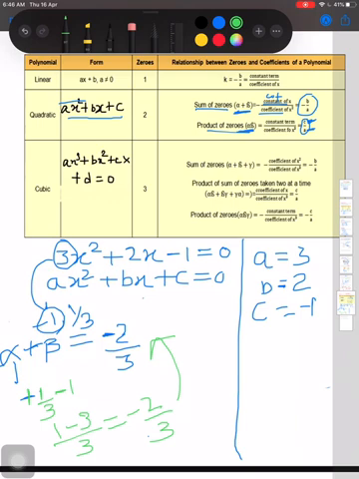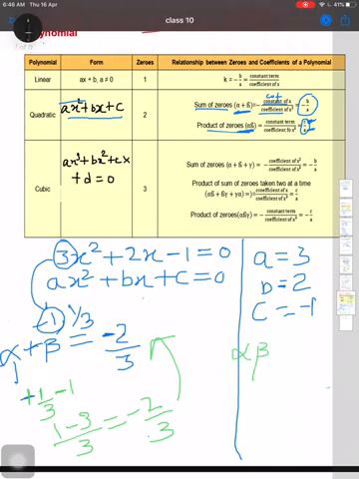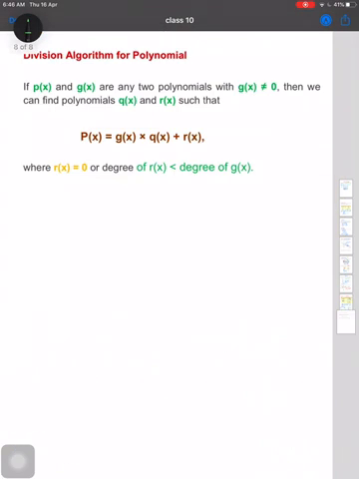Okay, the next one is the product. So the product also we will check. Now here you know that alpha into beta equals c by a. So c is minus 1 and a will be how much? Here it is 3. So c by a. Now we will verify it. Here one of the zeros is minus 1 and the other zero is 1 by 3. So it will be minus 1 by 3. So I hope this is clear. So now it is verified. Both are the same.